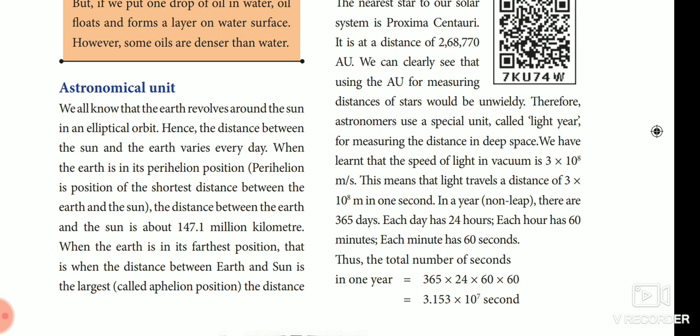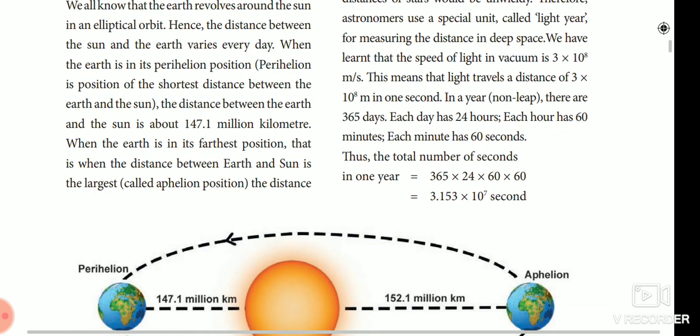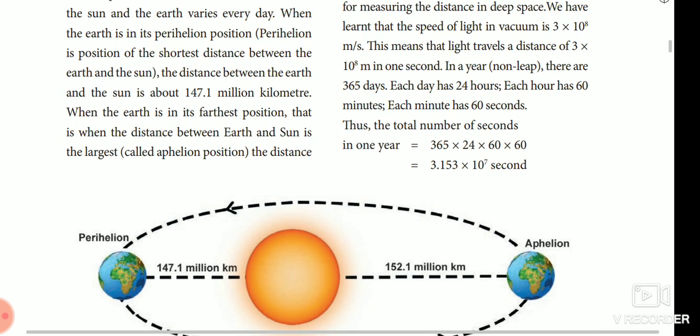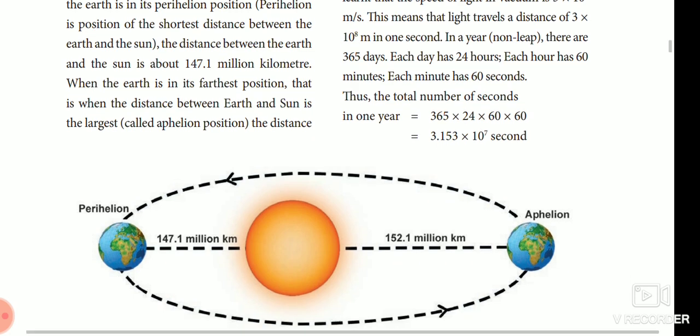3 into 10 power 8 மீட்டர். அப்படின்னா leap year தவிர மற்ற ஆண்டுகளில் 365 நாட்கள். So in a year, except leap year, there are 365 days. Each day has 24 hours, we know. Each hour has 60 minutes. Each minute has 60 seconds. So the total number of seconds, we have to multiply all. So the answer is 3.153 into 10 power 7 second. This is total number of seconds in 1 year. ஒரு ஆண்டில் உள்ள மொத்த வினாடிகளுடைய எண்ணிக்கை இவ்வளவு.